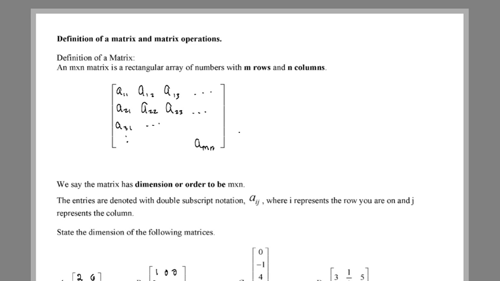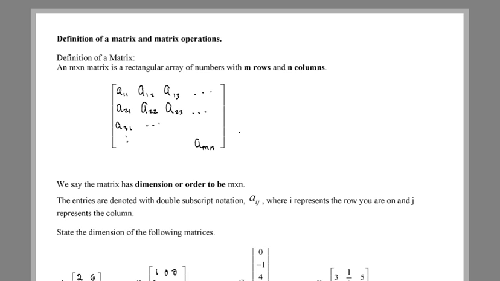Okay, let's finish up our work for the semester with the definition of a matrix and matrix operations. If you've ever worked with a spreadsheet, you've worked with a matrix. My grade book, for instance, is a spreadsheet, which is a matrix because there's a series of rows and columns.